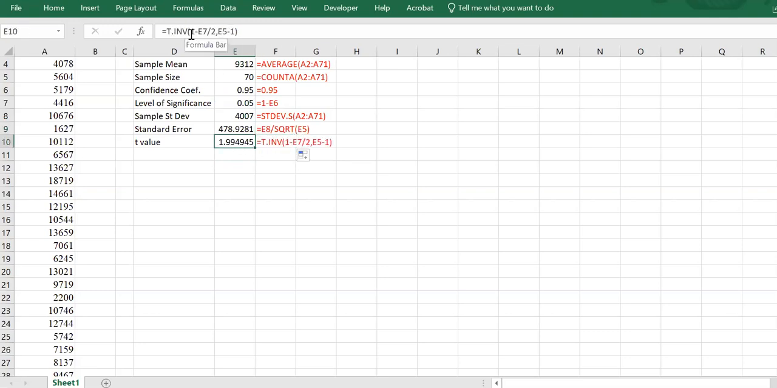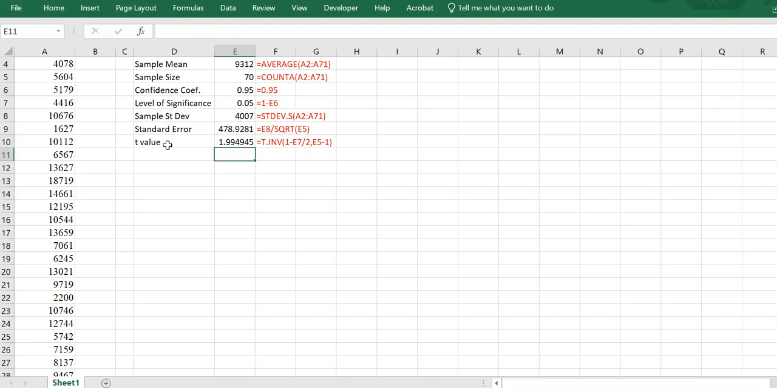The reason I use 1 minus half of alpha is because I was looking at the right tail. I'm looking for a positive number. Remember, the t distribution is a symmetrical distribution around 0. If I just take half of alpha, it's going to be the same number but negative, at the other side of the distribution. Since I'm looking for a positive number, I put 1 minus half of alpha, which gives me the same number at the other side, positive this time.